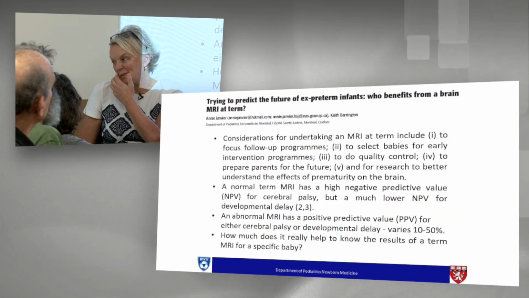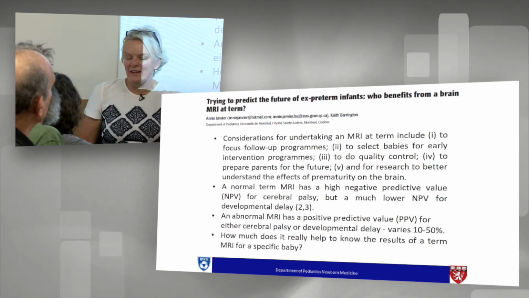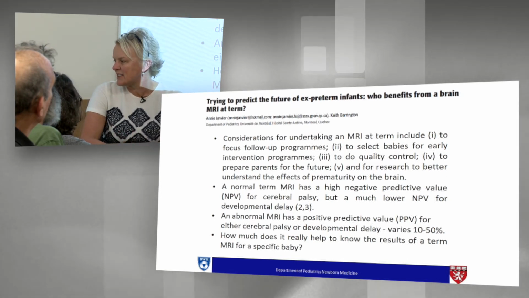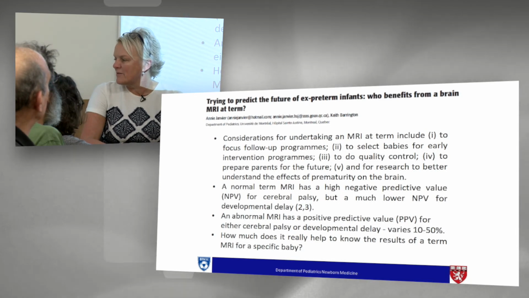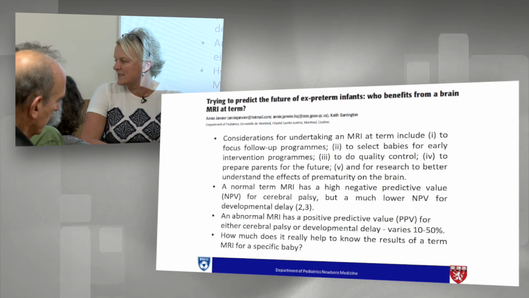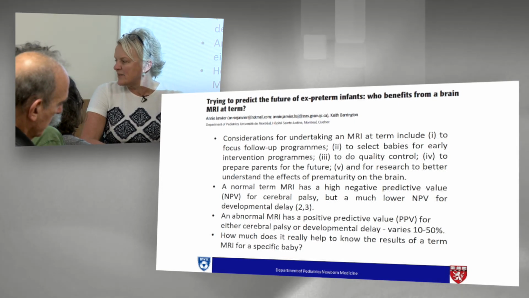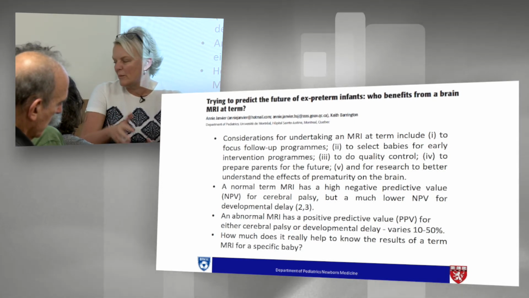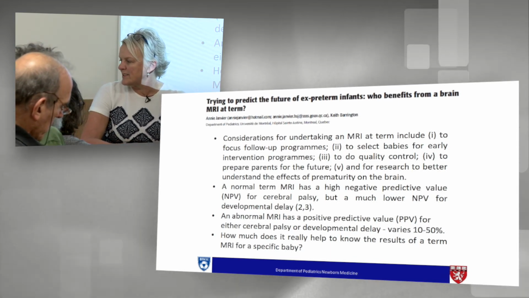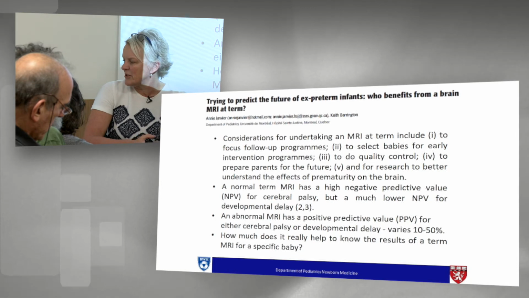So another piece that was written by Keith and Annie, who had been involved with this family, was that considerations for undertaking MRI at term include focused follow-up programs. So if you've got limited resources and you need to focus, to select babies for early intervention services, to do quality control about the outcomes in your own infants, to prepare parents for the future, and for research to better understand the effects of prematurity.